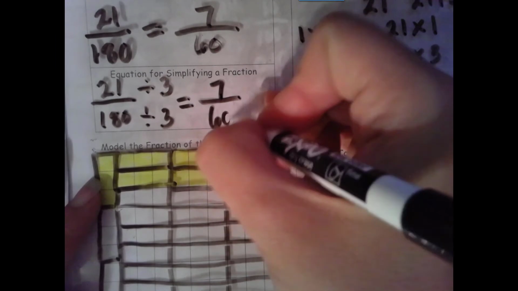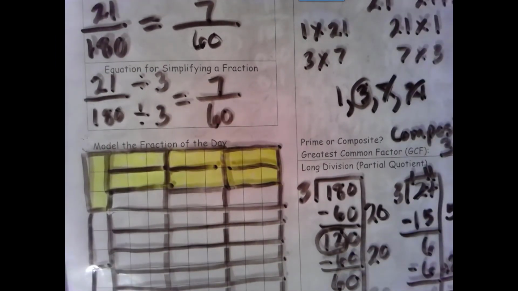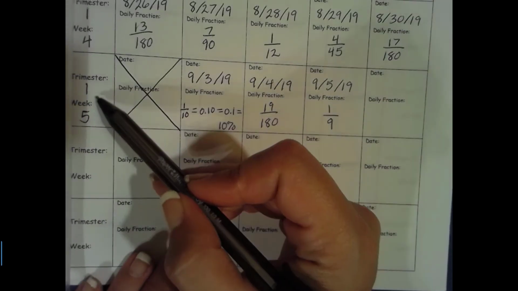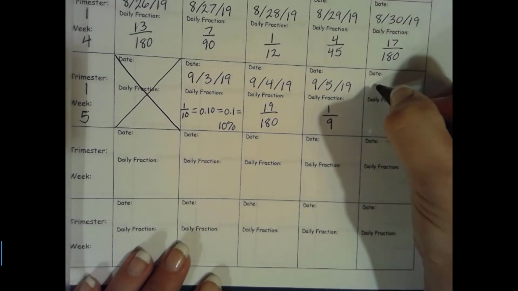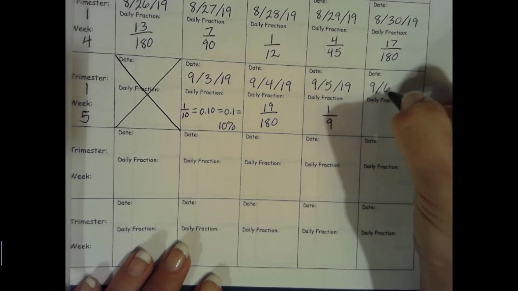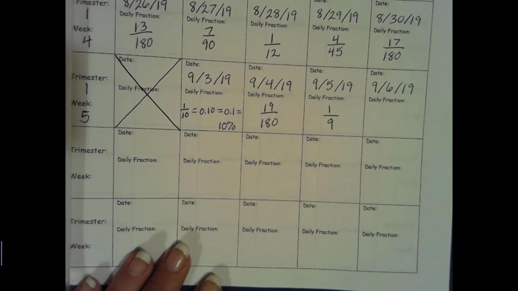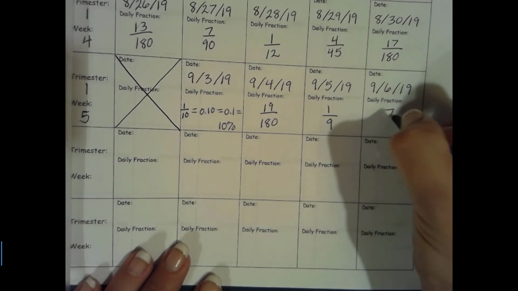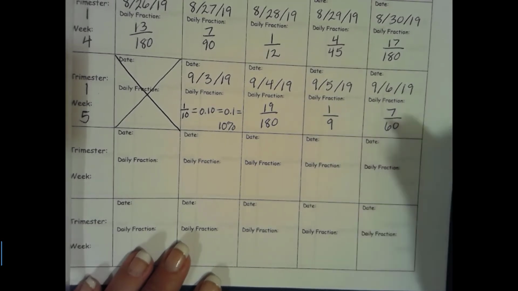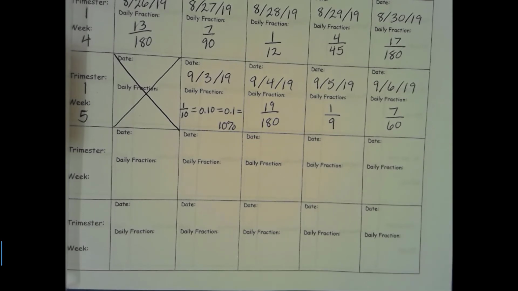Okay, my numerator is definitely 7. My denominator is definitely 60. Now let's go ahead and write it on our data collection page. Trimester 1, week 5. Today is 9/6/19. Our fraction for today is 7/60ths. 7/60ths. Let's go ahead and get out our number line.